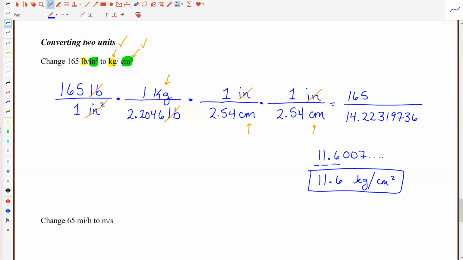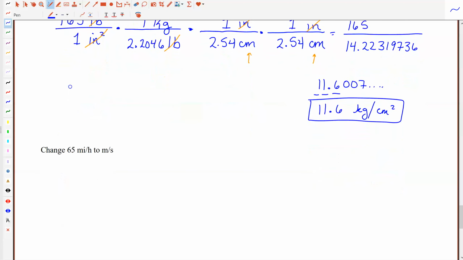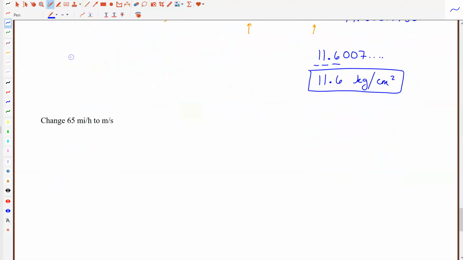Alright, so these are obviously a little bit more challenging because you have two sets of units you have to convert out. So let's maybe try this one more time. Let's change 65 miles per hour to meters per second. So again, where you hit the word per is where the fraction bar is. Whatever units are behind that line are what's in the denominator. So this would be 65 miles, and then my fraction bar, in the denominator will have 1 hour. We ultimately need to convert miles to meters and hours to seconds.